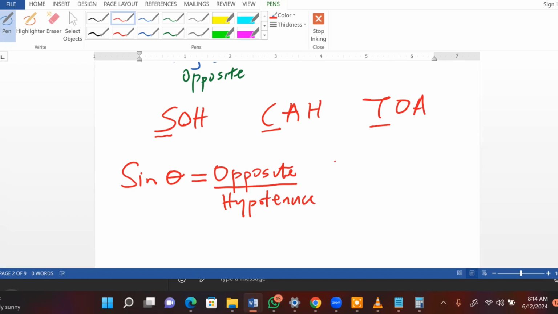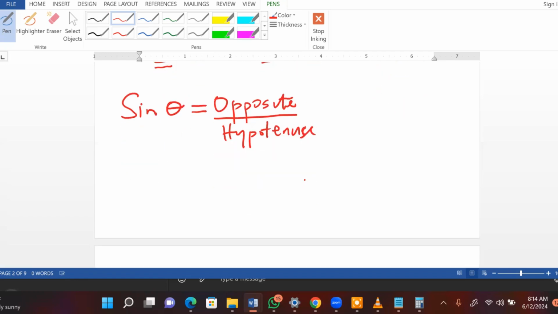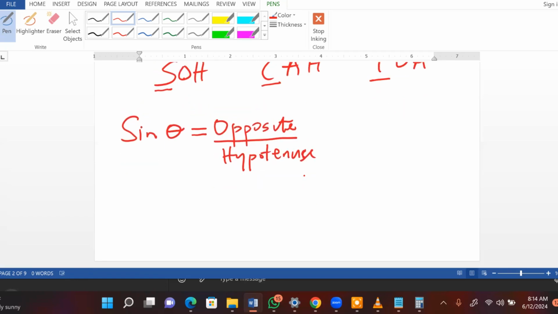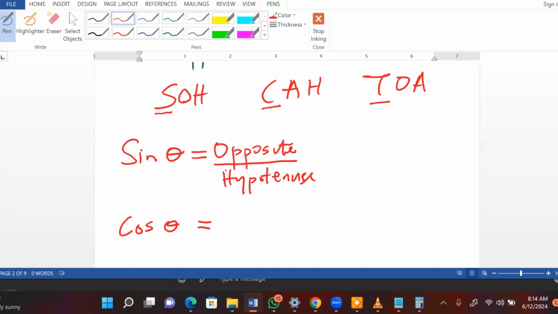I've explained opposite and I've explained hypotenuse. Then for cos, you should be able to guess what it should be now. So cos theta equals what? Adjacent over hypotenuse. Well, that's good. Adjacent over hypotenuse. So I will shorten the hypotenuse to be hyp.